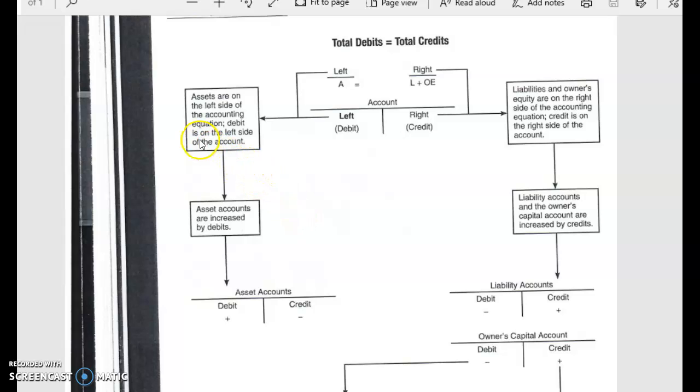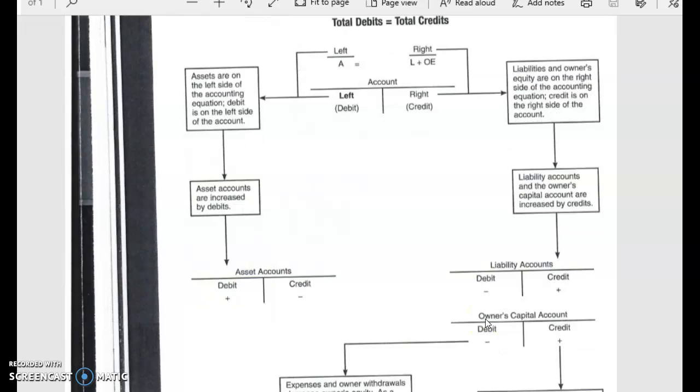Assets are on the left side of the accounting equation, and the debit is on the left side. So asset accounts have a normal debit balance. They are increased on the left, and they are decreased on the right by a credit. On the other side, liability accounts have a normal credit balance, and they are increased by a credit. They are decreased by a debit.